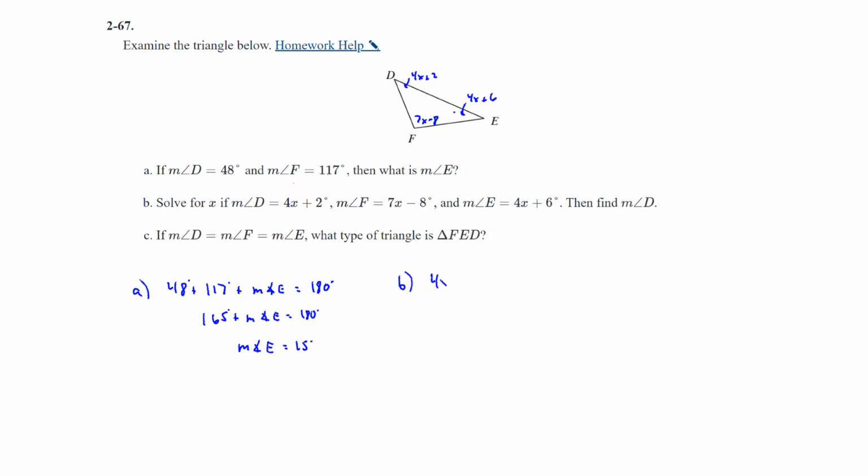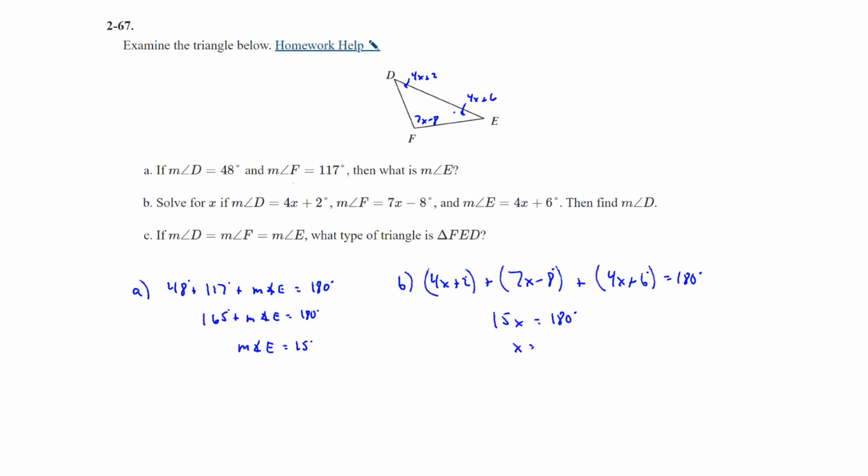So we're going to do the same thing, but it's in terms of x. So we'll take 4x plus 2, that's one angle, plus 7x minus 8, it's a second angle, plus the third angle, 4x plus 6, is equal to 180 degrees. And we can combine our like terms, so 4x plus 7x plus 4x is 15x. You have 2 minus 8 plus 6. Those actually cancel out, so that'll be plus 0, and that's equal to 180 degrees.